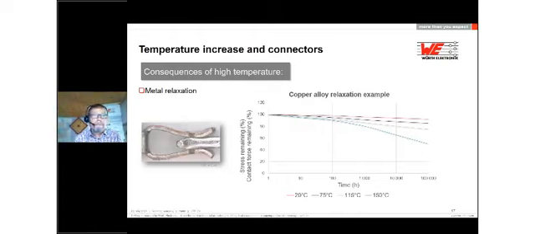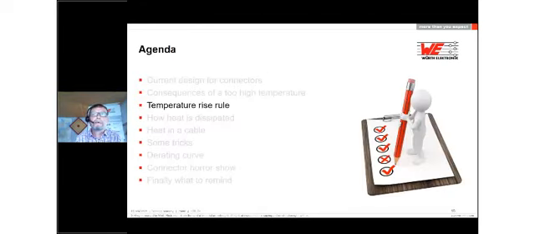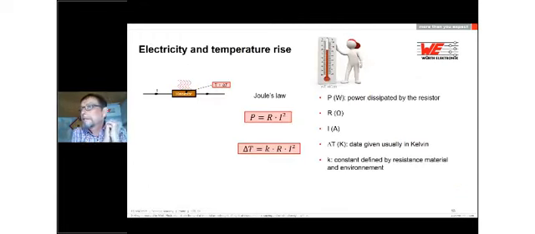So what do we have to respect too? The most important thing, our temperature rise rule. And there is also a special thing when we look at the power and when we have a look at Joule's law. Joule's law says the power in watts is the resistance multiplied by the current squared. So we have to respect the current squared.